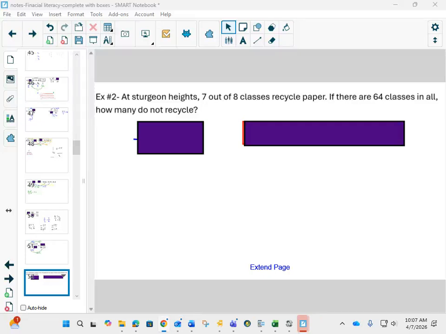At Sturgeon Heights, 7 out of 8 classes recycle paper. If there are 64 classes in total, how many do not recycle? 56. Close. You would answer that right if the question said how many do recycle. So what do we got for our ratio?